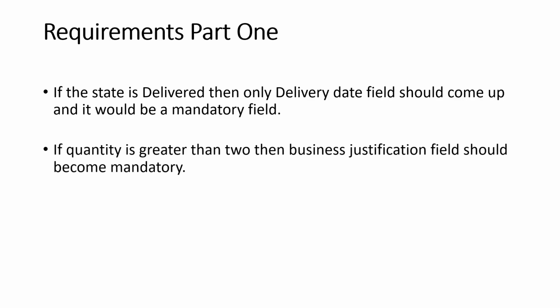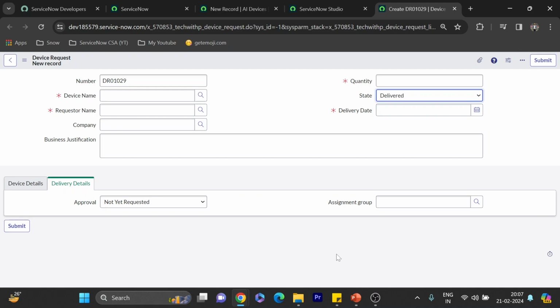So if quantity is greater than 2, then the business justification field should become mandatory. Okay, here, so you can see now this is a quantity field. So if the quantity is more than 2, what TechWithPri wants is, if some requester is looking for a device quantity of more than 2, okay, so 3, 4, anything, then they have to provide a business justification here, right?